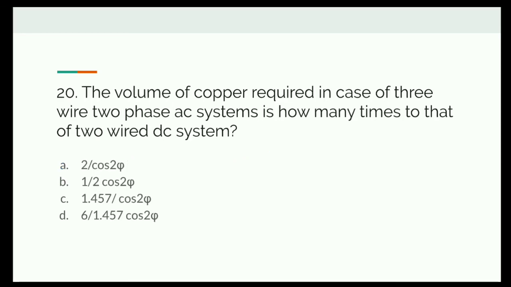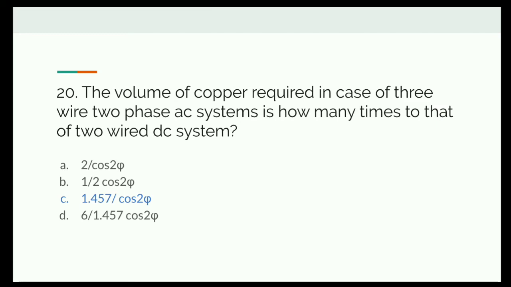Next question. The volume of copper required in case of 3-wire 2-phase AC system is how many times to that of 2-wire DC system? Option A, 2 by cos 2 phi; B, 1 by 2 cos 2 phi; C, 1.457 by cos 2 phi; D, 6 by 1.457 cos 2 phi. And the correct answer is 1.457 by cos 2 phi.